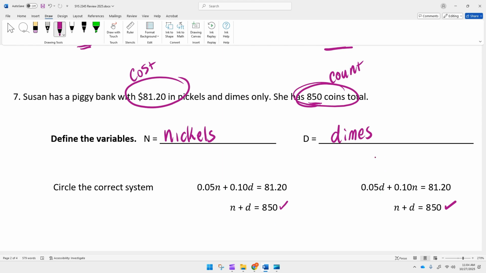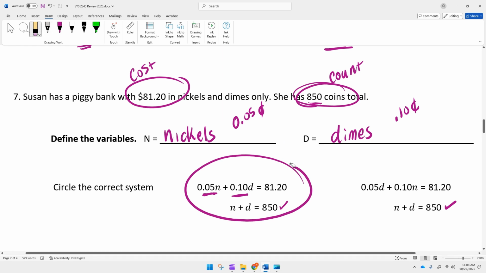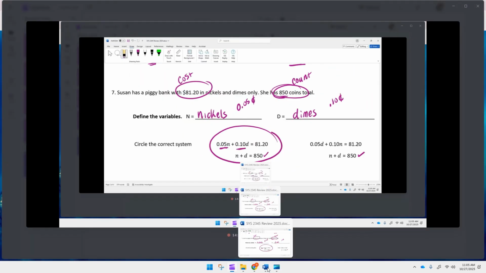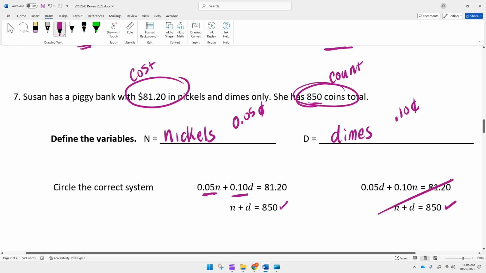Okay, now, what are nickels? How much are nickels worth? Nickels are worth 0.05 dollars. Dimes are worth 0.10 dollars. That means the cost, 0.05, needs to be with the N, and the 0.10 needs to be with the dimes. So that is the equation that we want to use. So we are not going to use this other equation.